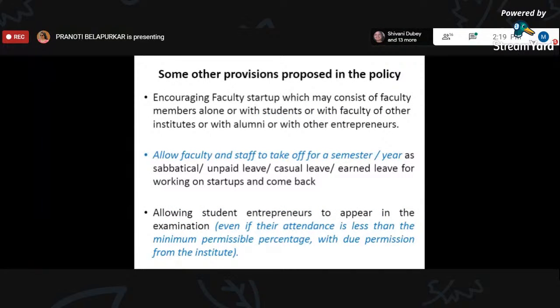Apart from that, what are the other provisions that are proposed in the policy? So it encourages faculty startups, which may consist of faculty members alone, or with the students, or with faculty of another institutes, or with the alumni, or with certain other entrepreneurs. So you're not bounded here.